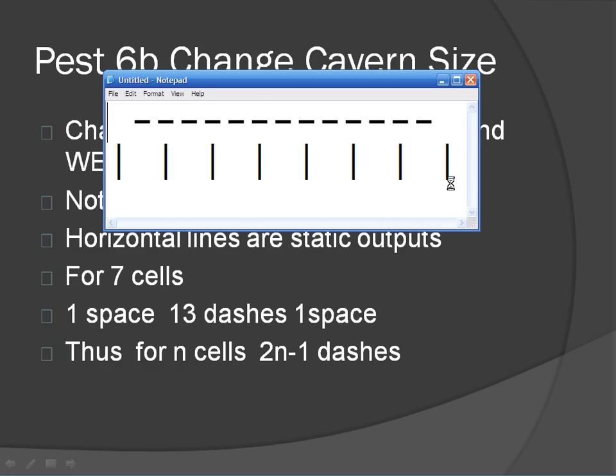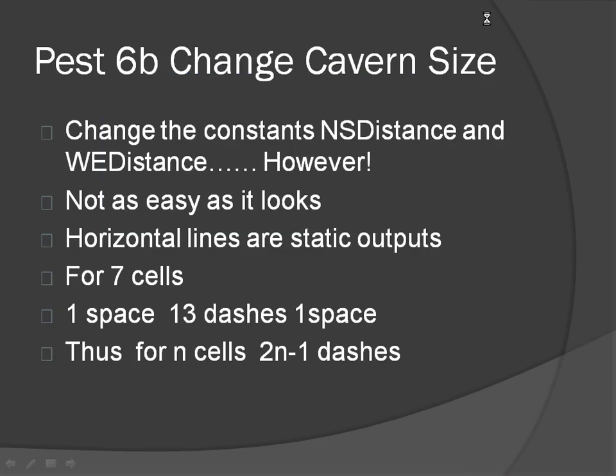it a bit bigger. So if I go across, here I have 7 cells, so that's 1 cell, 2 cells, 3 cells, 4, 5, 6, 7. And the horizontal lines are space and then dashes, 1, 2, 3, 4, 5, 6, 7, 8, 9, 10, 11, 12, 13, and then finally a space. And that's what we've got to handle. So what we're going to do now is go into the code and show you how to change a static output horizontal line into one that will grow with a wider cavern.